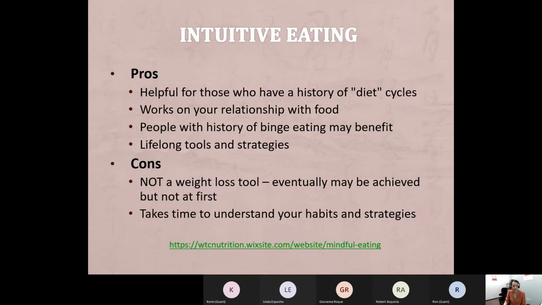I kind of talked about this. It's not a weight loss tool. It doesn't recommend weight loss, but eventually you may lose weight if you improve your relationship, but it takes time to understand your habits. And we have a whole section on mindful eating and intuitive eating on our website. I'll send everybody that's here the slides as well so you can click on these links.